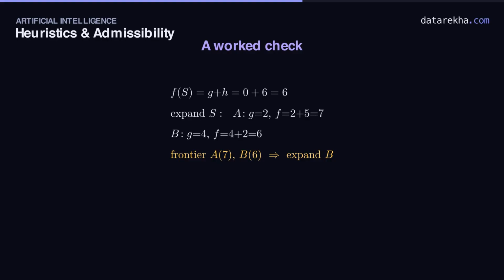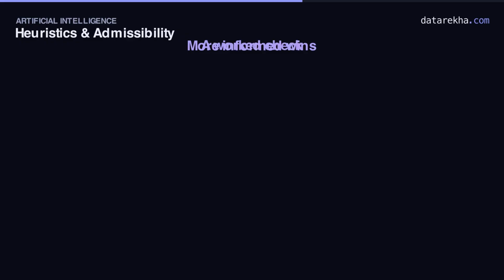A star scores each node by f equals g plus h. From S, f is 6. Expand it. A gets f of 7, B gets f of 6. B scores lower, so it goes first. Expanding B reaches the goal with cost 7. And 7 is exactly H star at S, the true optimum. Because the heuristic never lied, A star found the genuinely cheapest path. That is the whole reward for admissibility.